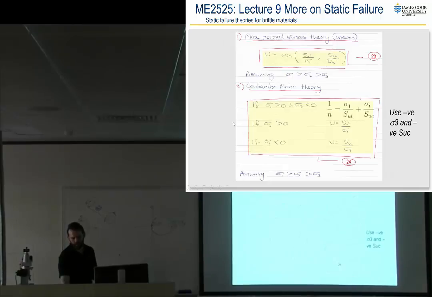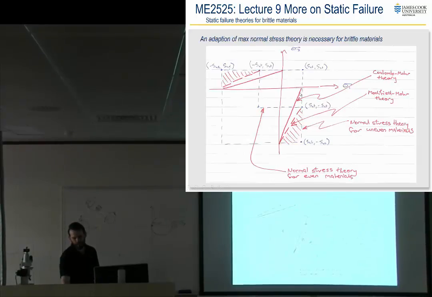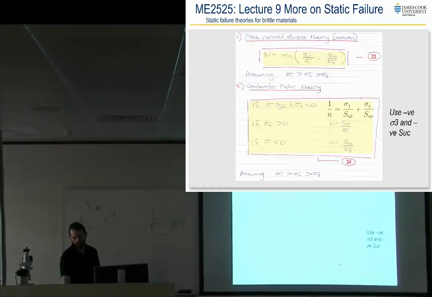Then you come to this guy, and we've got three conditions. And for the Coulomb-Mohr theory, it is this straight line there. And so if sigma 1 is greater than 0 and sigma 3 is less than 0, then this is the equation. And that equation is the equation to that diagonal line there. Okay? And so you can calculate whatever sigma 1 is.